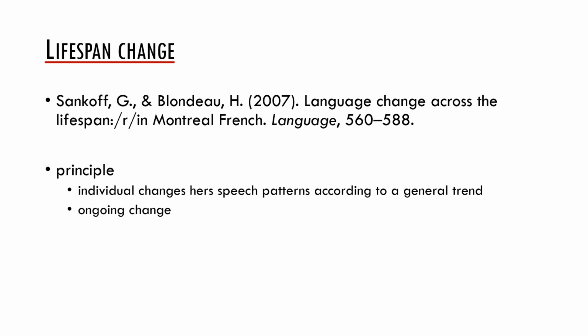The second possibility is the so-called lifespan change. On the contrary to age grading, lifespan change happens when a certain individual changes his or her speech patterns in accordance to a general trend in the community. This would, for example, mean that when the use of a certain variant is declining, the speaker would also tend to use it less in time. This is quite important because it points out that the results based on the apparent time hypothesis may underestimate the speed of the language change.